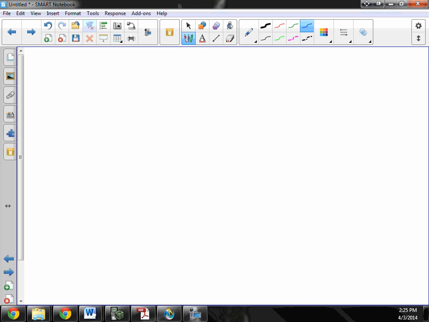Story problems. But you need to know a couple things. If I were looking at a map, where are the cardinal directions on a map? North is up. South is down. That's easy. East is to the right. West is to the left.